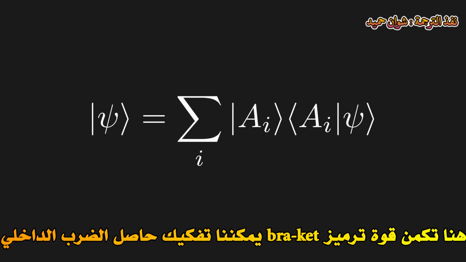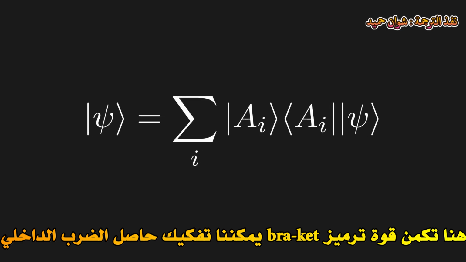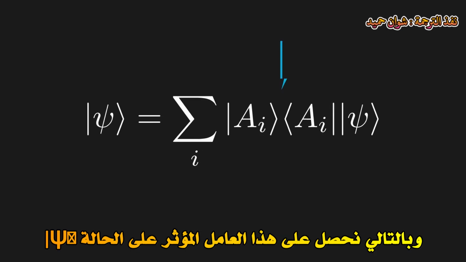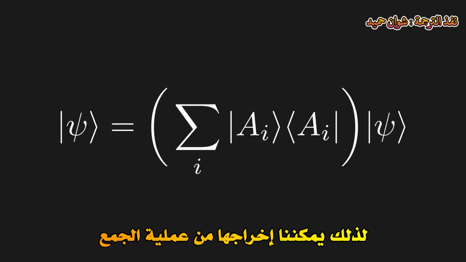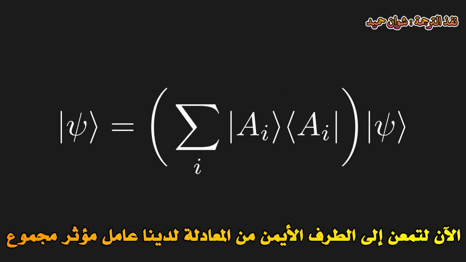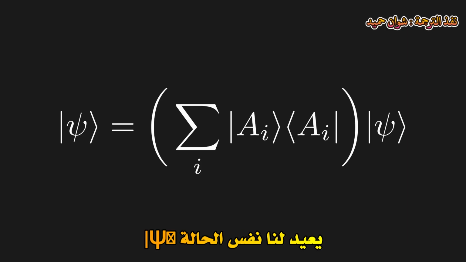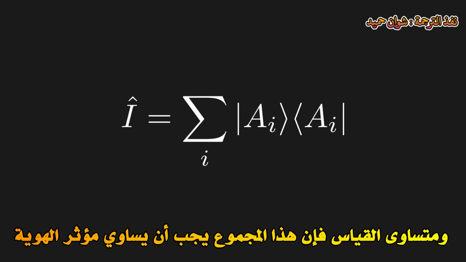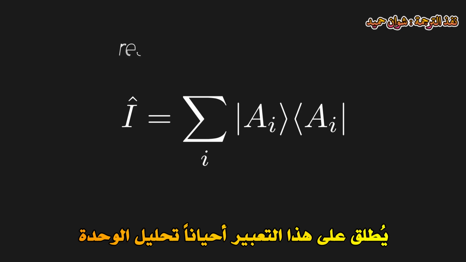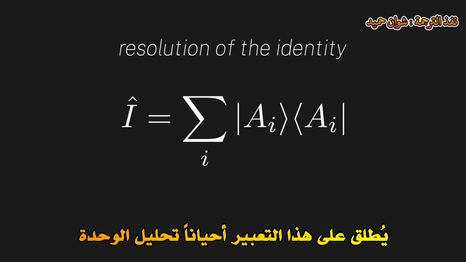Here is the power of bra-ket notation. We can break apart the inner product. So now we have this operator being applied to the ket psi. The ket psi is the same for every element of the sum, so we can pull it out of the sum. Now take a look at the right-hand side. We have a summed operator that, when acted on psi, returns psi. This means that we have just proven that for any orthonormal basis, this sum must be equal to the identity operator. This expression is sometimes called a resolution of the identity.